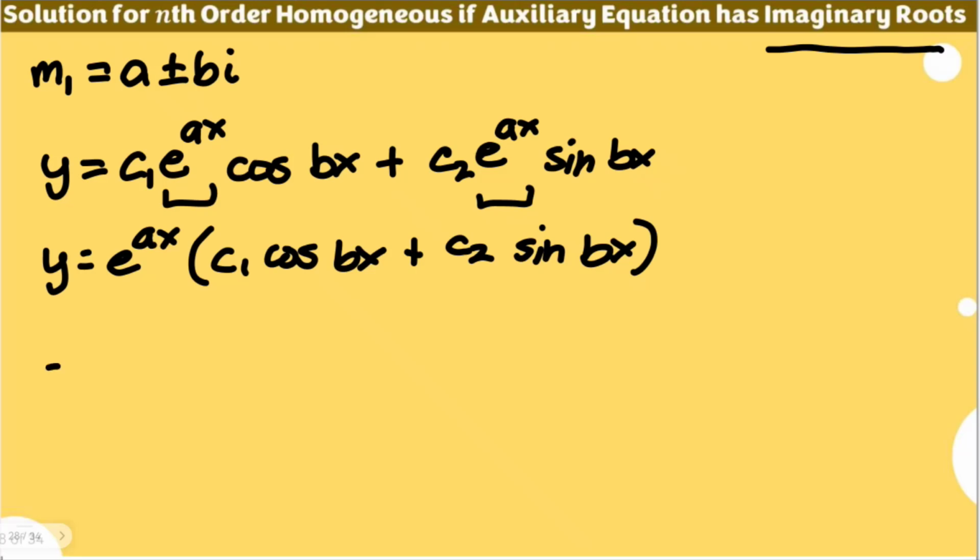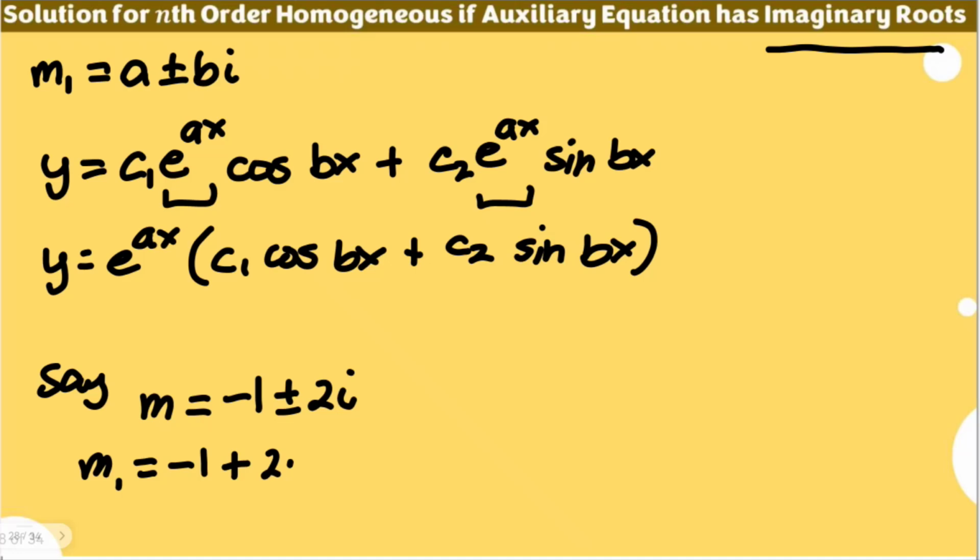Say for example, we have two roots, let's say negative 1 plus minus 2i. Of course, our first root might be negative 1 plus 2i, and the second root is actually negative 1 minus 2i. But nevertheless here, our a is negative 1 and our b is 2.